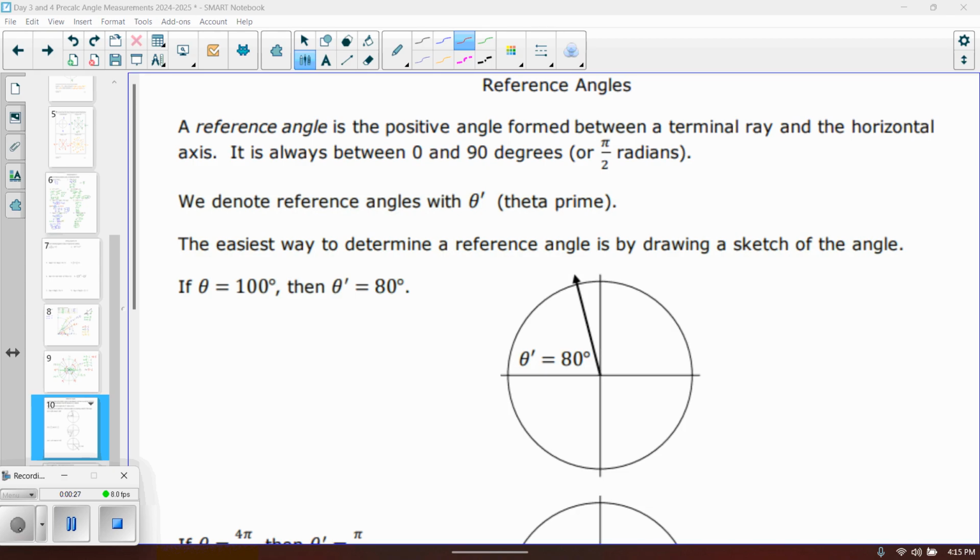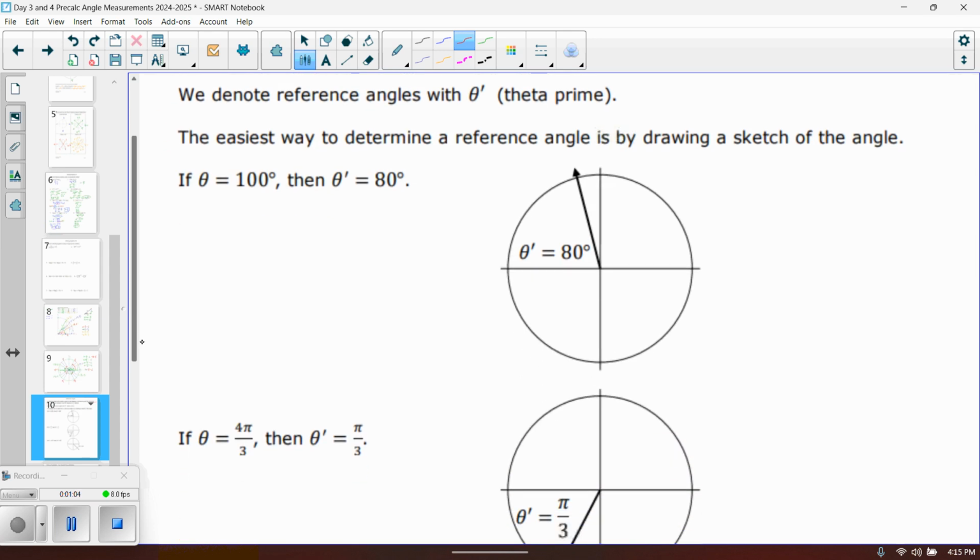The important thing here is that the angle is always going to be formed between whatever the terminal ray is and the horizontal axis, not between the ray and the vertical axis, always between the ray and the horizontal axis. It's denoted by theta with a little apostrophe, which we call prime, theta prime. The easiest way to determine the reference angle usually is by sketching it. Eventually, when we do this with slightly bigger angles, you may not necessarily be able to.